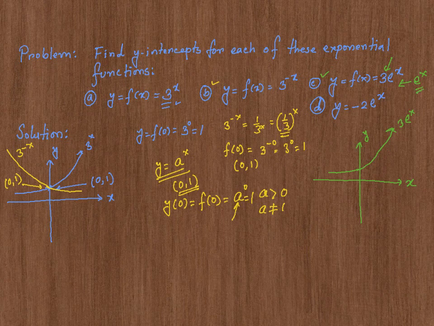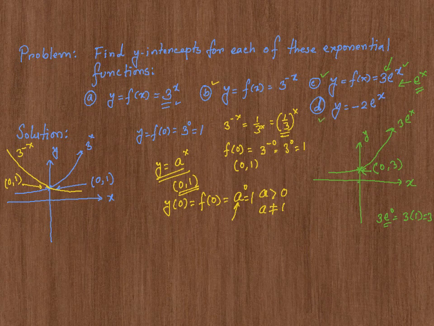Now once again, if we want to evaluate this function at x equal to 0, meaning we are trying to find this y-intercept, all we are going to get is 3 times e to the power 0, which is going to be 3 times 1, because e to the power 0 is 1, which is just 3. So when my x is 0, my y is 3. So this point of intersection with the y-axis is at (0, 3).